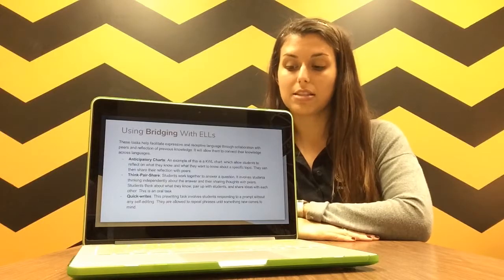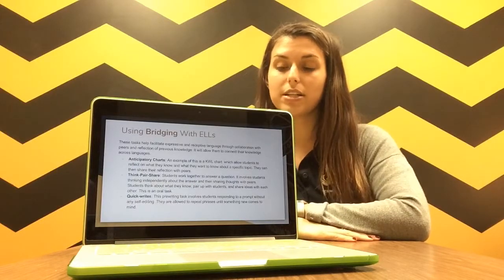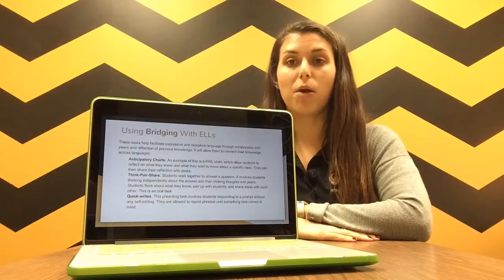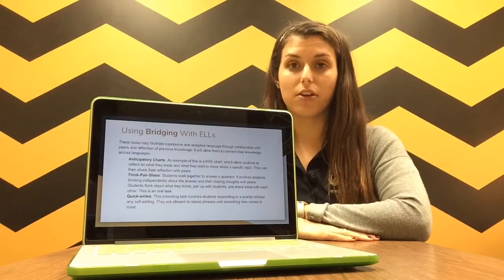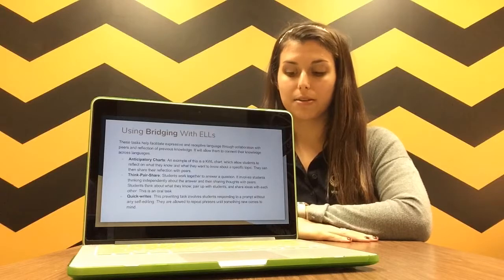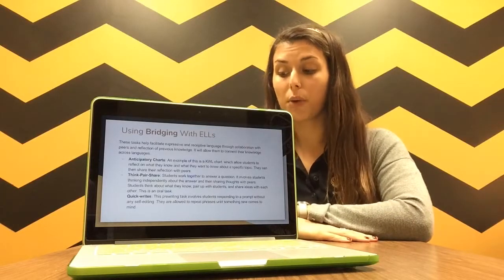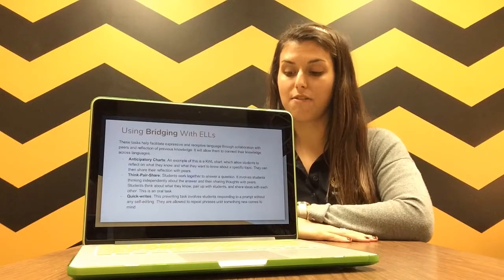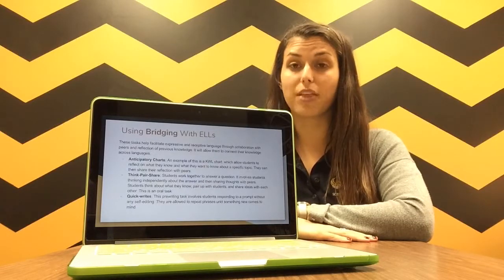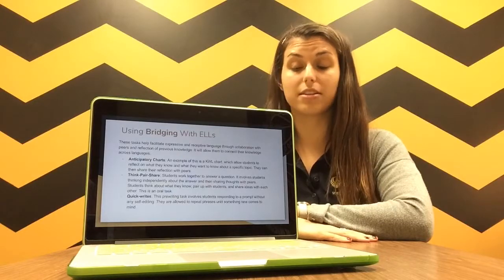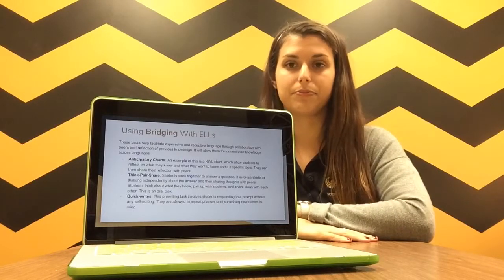The second activity is a think, pair, share. Students work together to answer a question. Students think about what they know, pair it with peers, and then share their ideas with others. And this is solely an oral task. A third example of a bridging activity would be a quick write. A quick write is a pre-writing activity that involves students responding to a prompt without any self-editing. They are allowed to repeat phrases over and over until something new comes to mind.